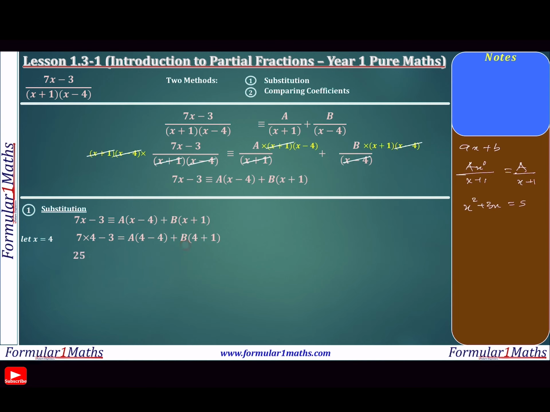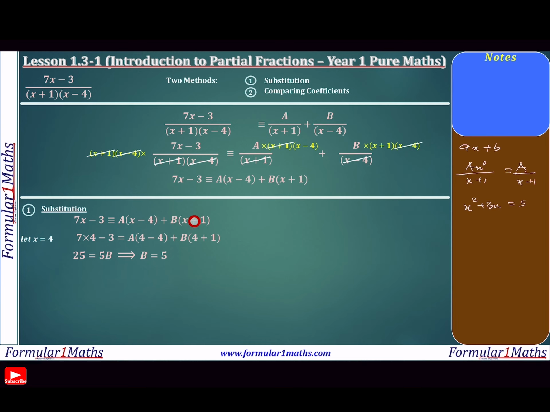This will simplify to 25 equals 5b. Please note that I have now introduced an equal sign here because I substituted a particular value, which in this case is 4. Now going forward, we can solve this for b, and we're going to get b equals 5. In the same way, if I let x equal minus 1, then b will be eliminated.